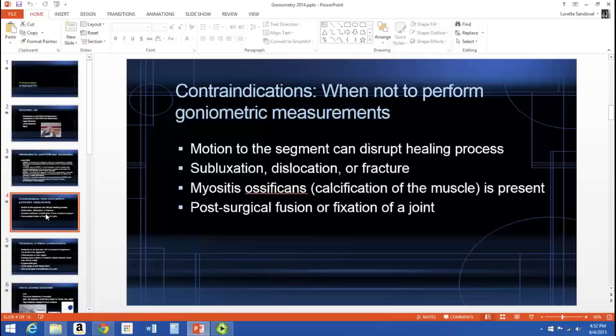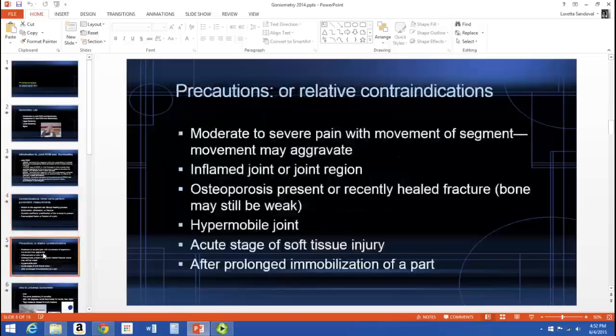Or if a joint is surgically fused or fixated, we're not going to perform a measurement because we're not going to change it at all. So that joint is fused or fixed, and whatever therapy we do on it isn't going to change the fact that it's fused or fixed, and so the measurement isn't going to change, and so we're not going to bother with it.